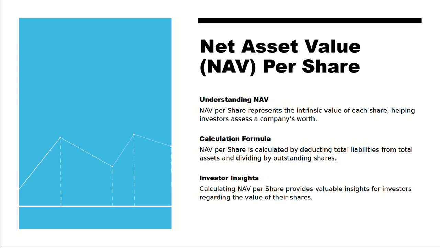Net asset value, NAV per share. Understanding NAV. NAV per share represents the intrinsic value of each share, helping investors assess a company's worth. Calculation formula. NAV per share is calculated by deducting total liabilities from total assets and dividing by outstanding shares. Investor insights. Calculating NAV per share provides valuable insights for investors regarding the value of their shares.